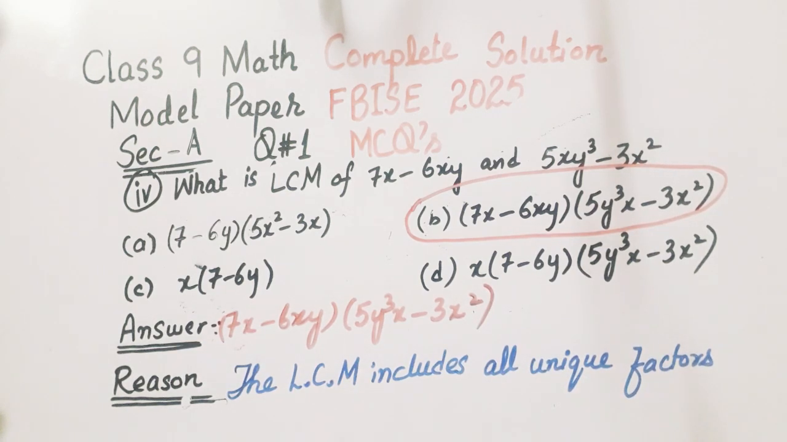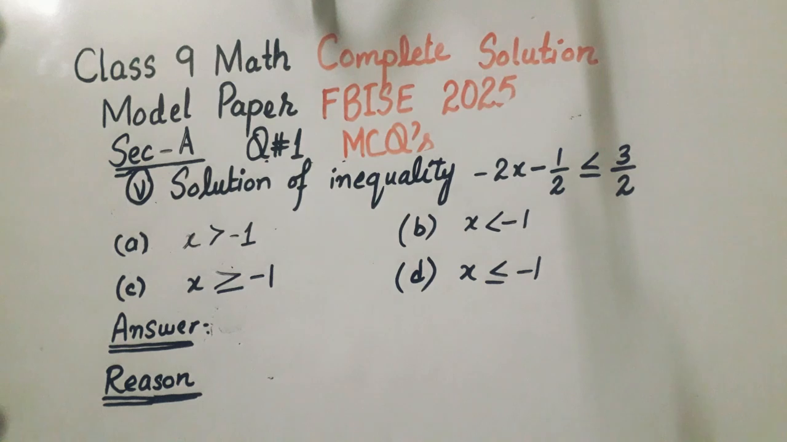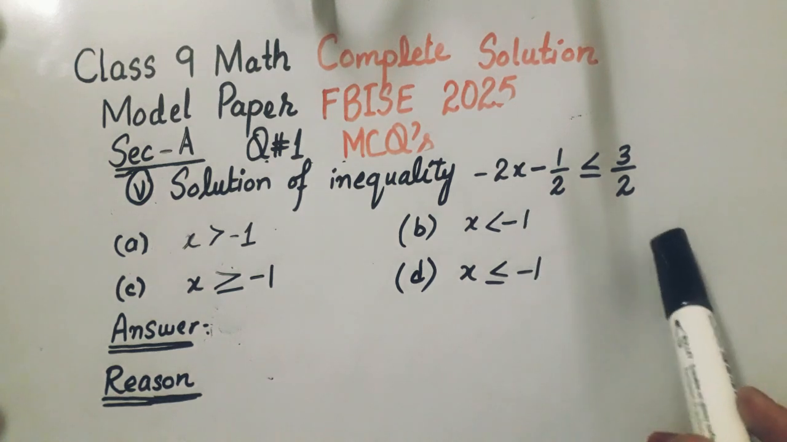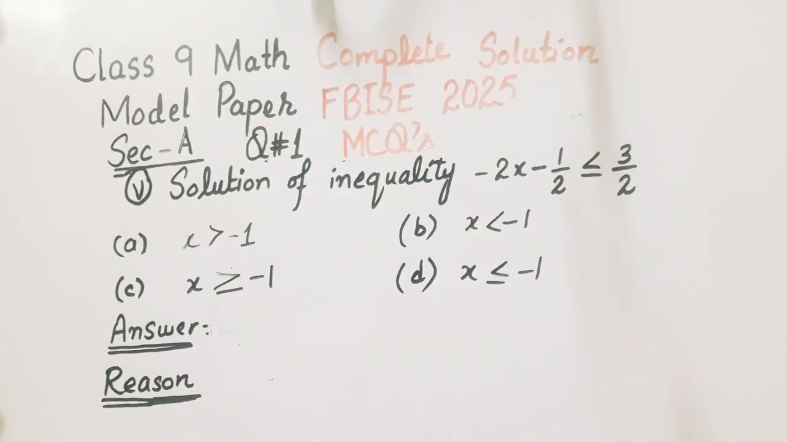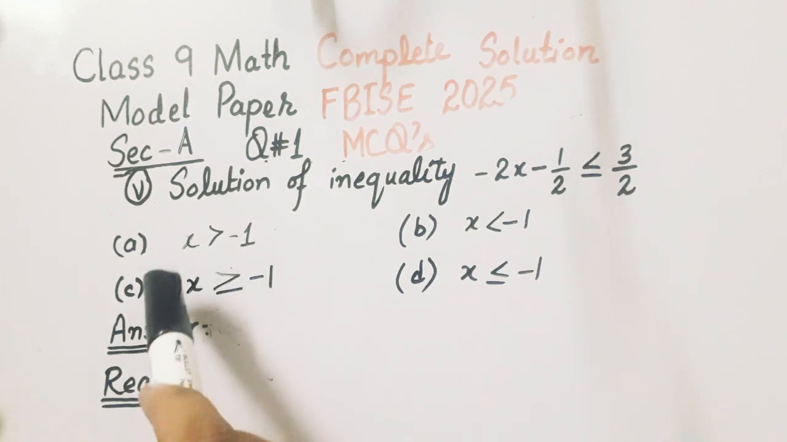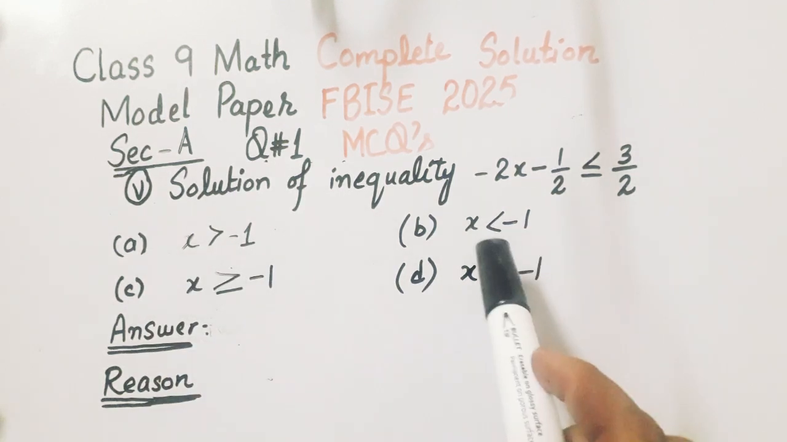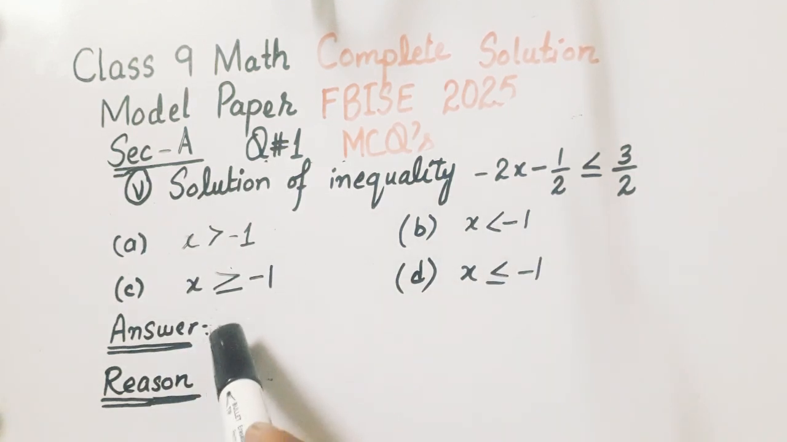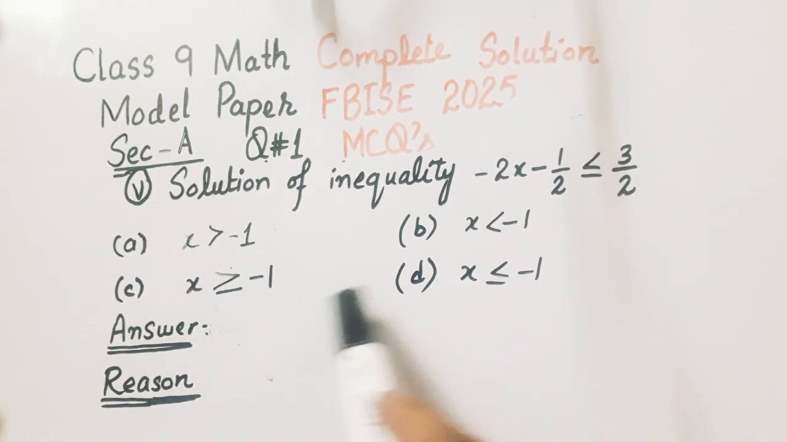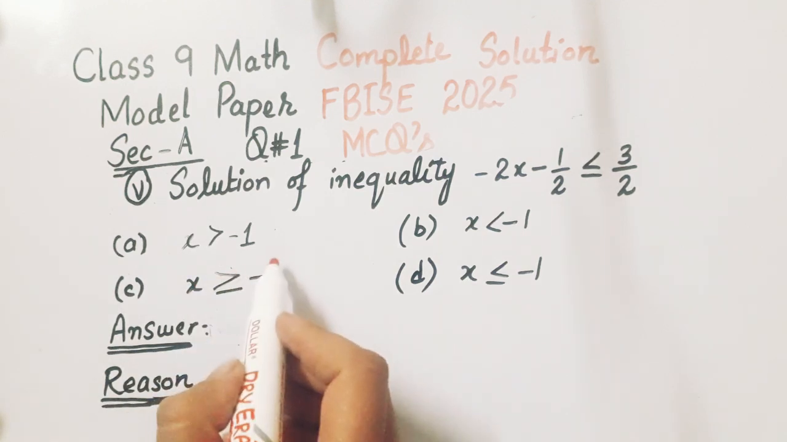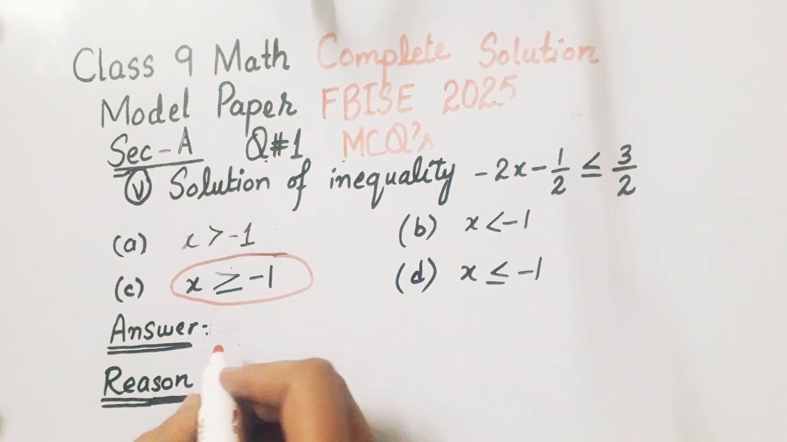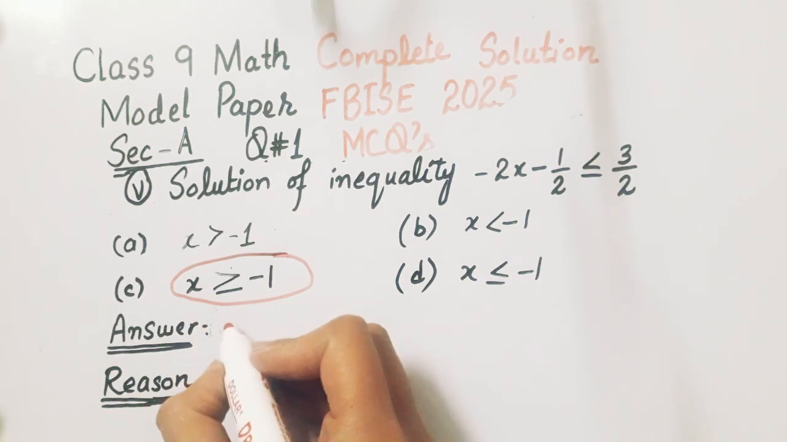Now we will do 5. Part 5 is: solution of the inequality minus 2x minus 1 by 2 is less than or equal to 3 by 2. Option A is x is greater than minus 1, B is x is less than minus 1, C is x is greater than or equal to minus 1, or D is x is less than or equal to minus 1. So the correct answer of this part is x is greater than or equal to minus 1. We will write the answer.